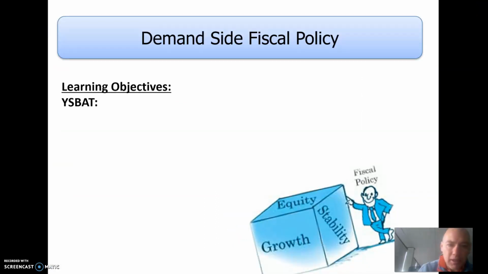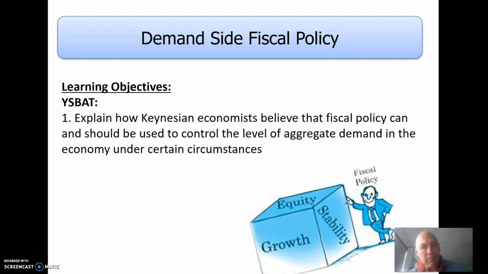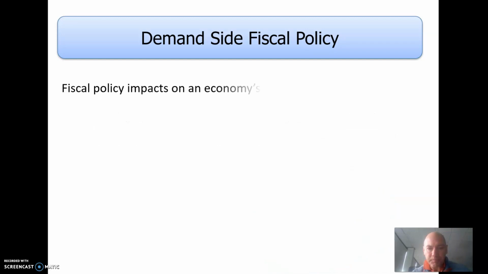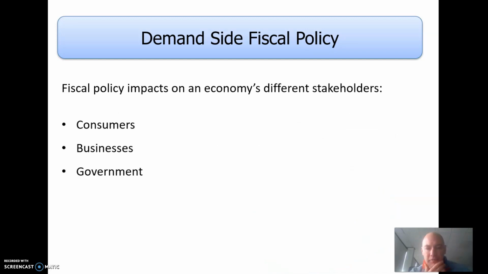Okay, in terms of things that you guys need to know, you've got to be able to explain how Keynesian economists believe fiscal policy can and should be used to control the level of aggregate demand in the economy, but again, under certain circumstances, perhaps in deep recessions and so on. Okay, there are different stakeholders that fiscal policy impacts, and we're going to have a look at those in turn: consumers, businesses and government.